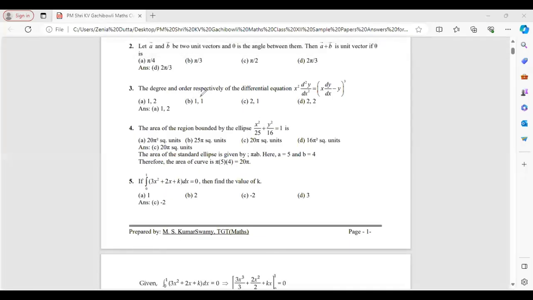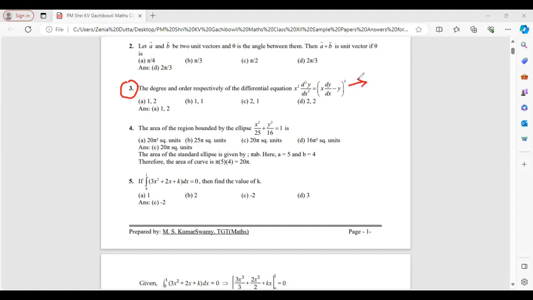Hello, everybody. Continuing with my solving of the sample papers, which I started a day back, we had discussed question 1 and 2. Today, we discuss question 3. The degree and order, respectively, of the differential equation x squared d square y by dx square equal to (x dy by dx minus y) whole cube. Now, what is the order and degree?